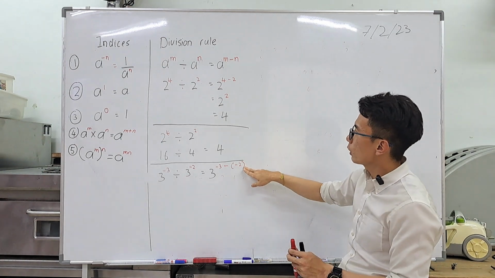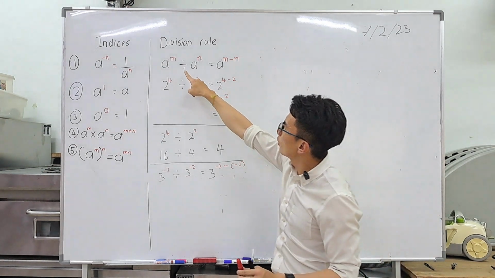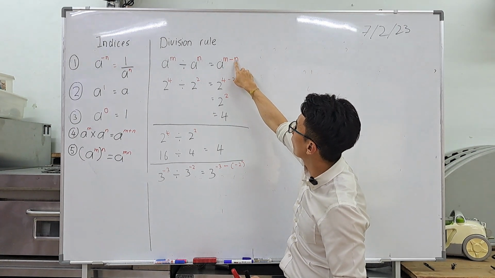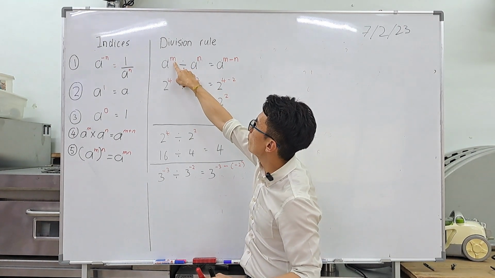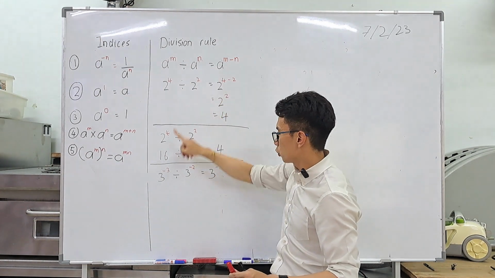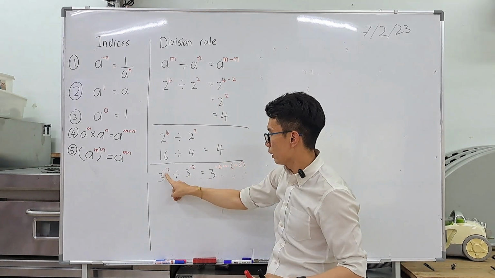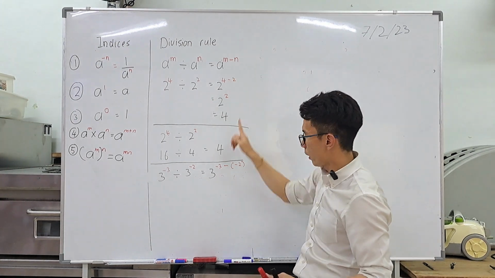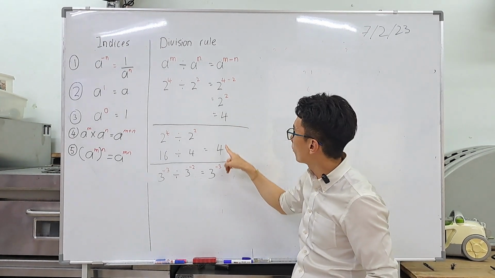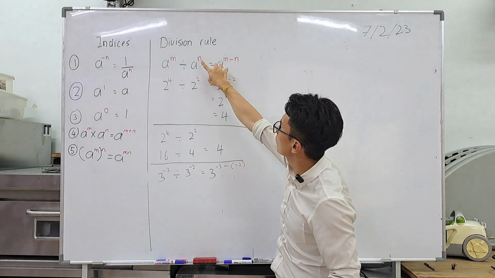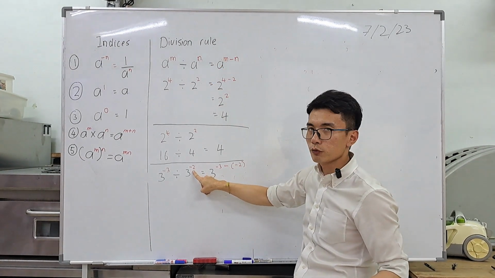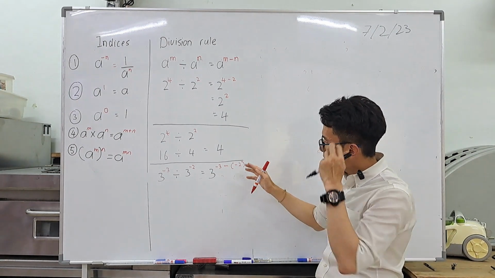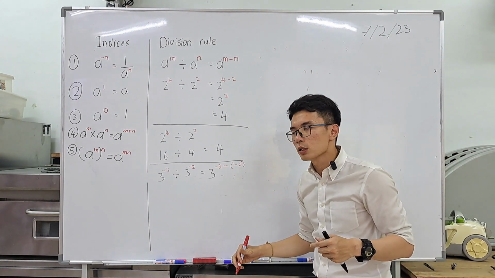Okay, now take a look at the formula again. It says this base, I have m minus n. That's my m, that's my n, right? So my m is negative 3, which I wrote over here. Then I write my subtraction. And my n over here, in this case, is negative 2. So I write negative 2 over here. That is how you're supposed to write it.